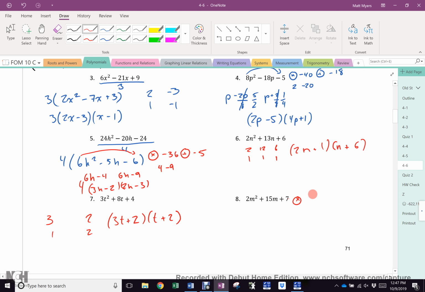I got to multiply to what? 14 and add to what? Is it 1 and 14? Of course it is. 1 plus 4. Okay. So, m plus 1 over what? 2. And m plus 14 over what? Simplify the fractions. Does that simplify? No. So where does the denominator go? To the front. 2m plus 1. Does that simplify? To what? 7. No denominator. M plus 7. 2 times m, 2m, 1 times 7, 7. We got it.